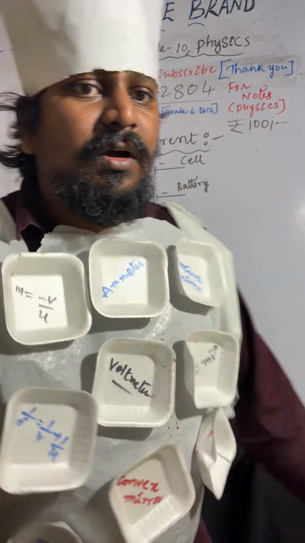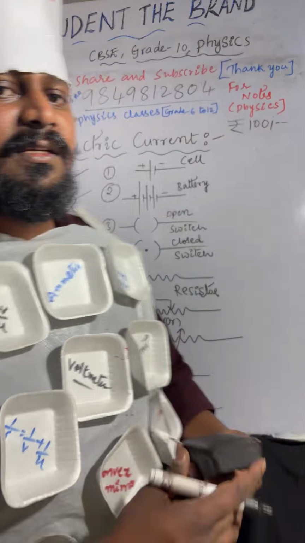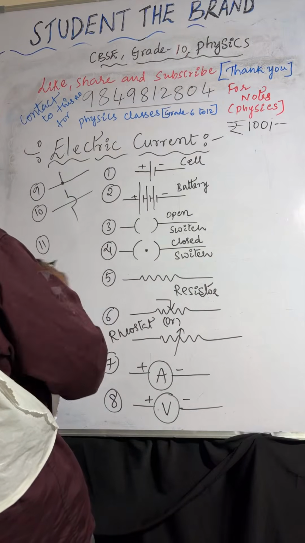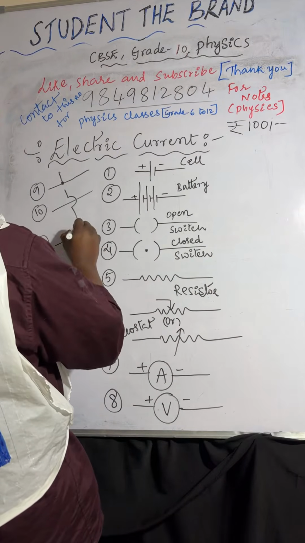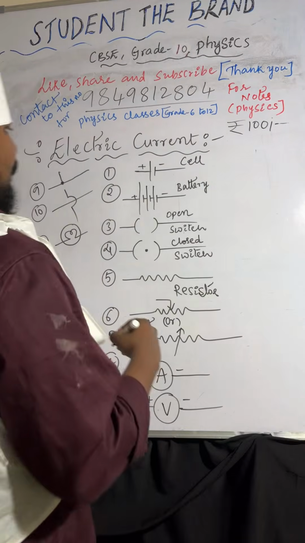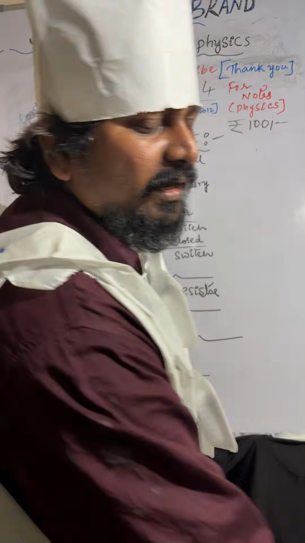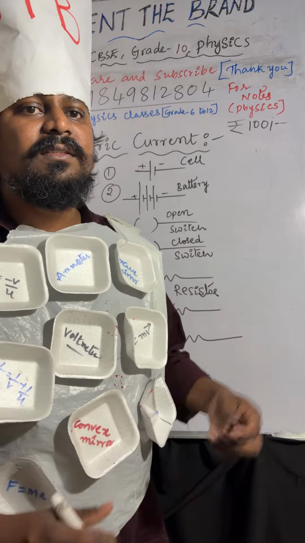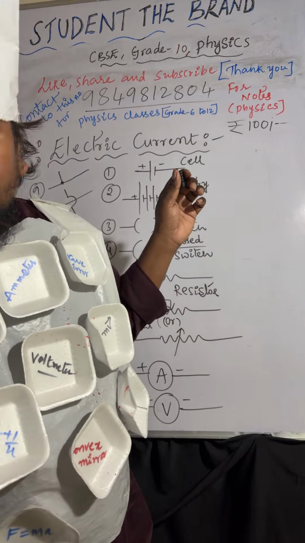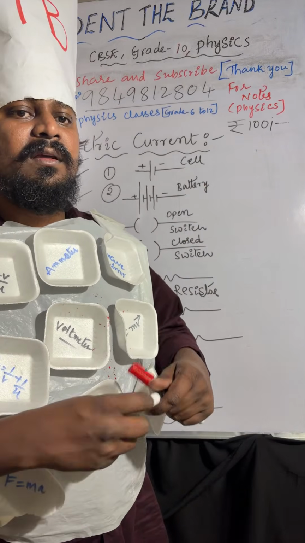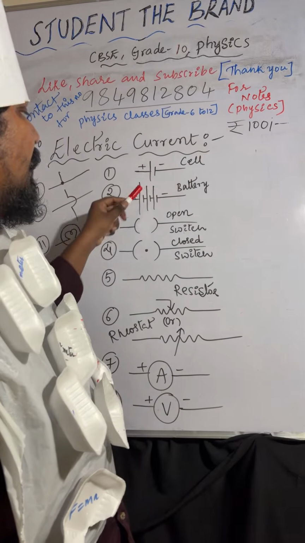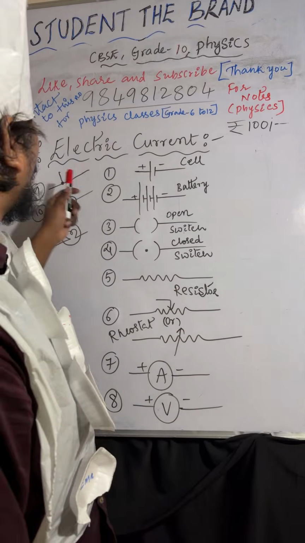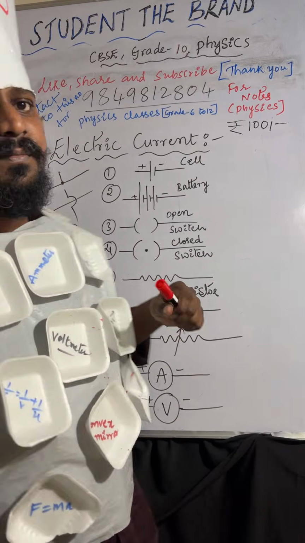So these are electrical elements. You can see these are electrical elements. I hope it is very clear. Just check once: cell, battery, open switch, closed switch, resistor, rheostat, ammeter, voltmeter, wire joining, wire crossing, and bulb.